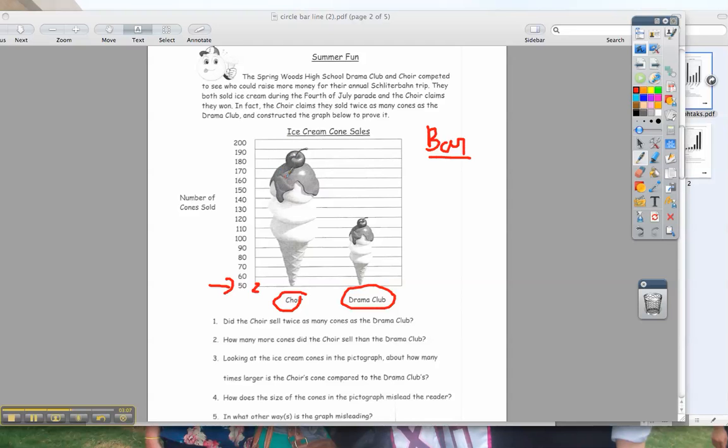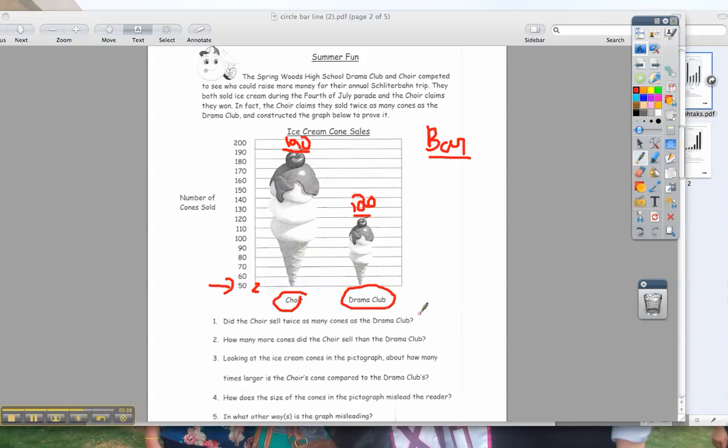So we're going to go up to choir. Choir sold approximately 190. We see that because we go to choir, we go to the top of the bar, we look over, it's at 190, and that's 190 ice cream cones. Drama, we go to the top of the bar, we look over, it's at approximately 120. So these are some things that I like to do when I get a bar graph before I do anything else. Look at the information. Well, let's go to the questions now.